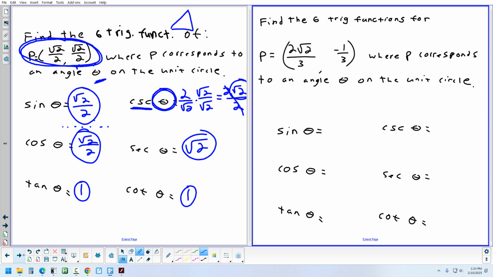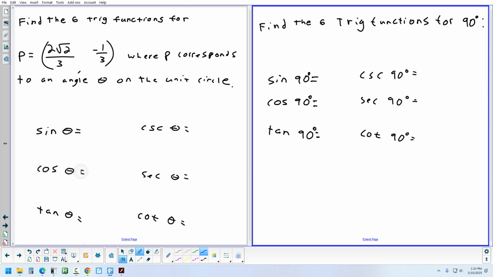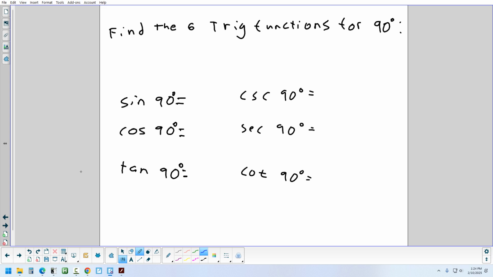Okay. Let's look at this one. What is different about this question? It gives us the angle. Remember, that's what the angle is. That's not what's important. What is it that we need? We need the coordinate. We have to figure out where that angle is, not what it is.